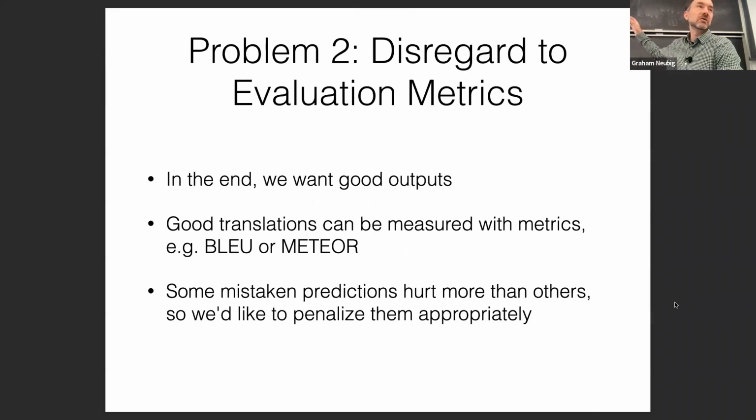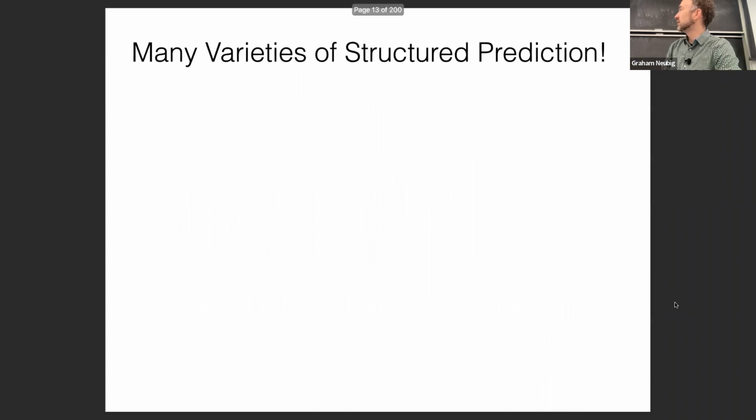Other obvious examples are mistaking the main verb in a sentence for a completely different verb or something like that as well. So structured prediction or structured learning algorithms can fix these problems.